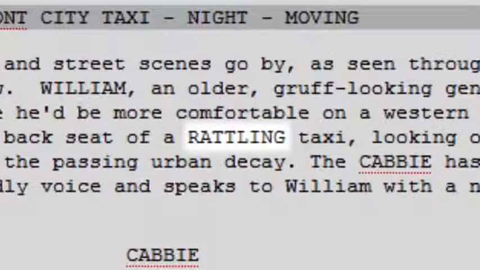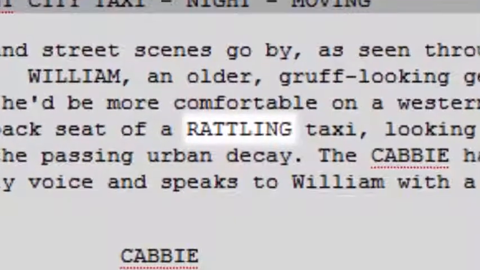Try to sum things up to describe your character in the action as best you can. You don't want to give their entire life history, just enough to give the reader a feel for who they are. Notice rattling is capitalized also. This can be done to call attention to certain sounds and sound effects.